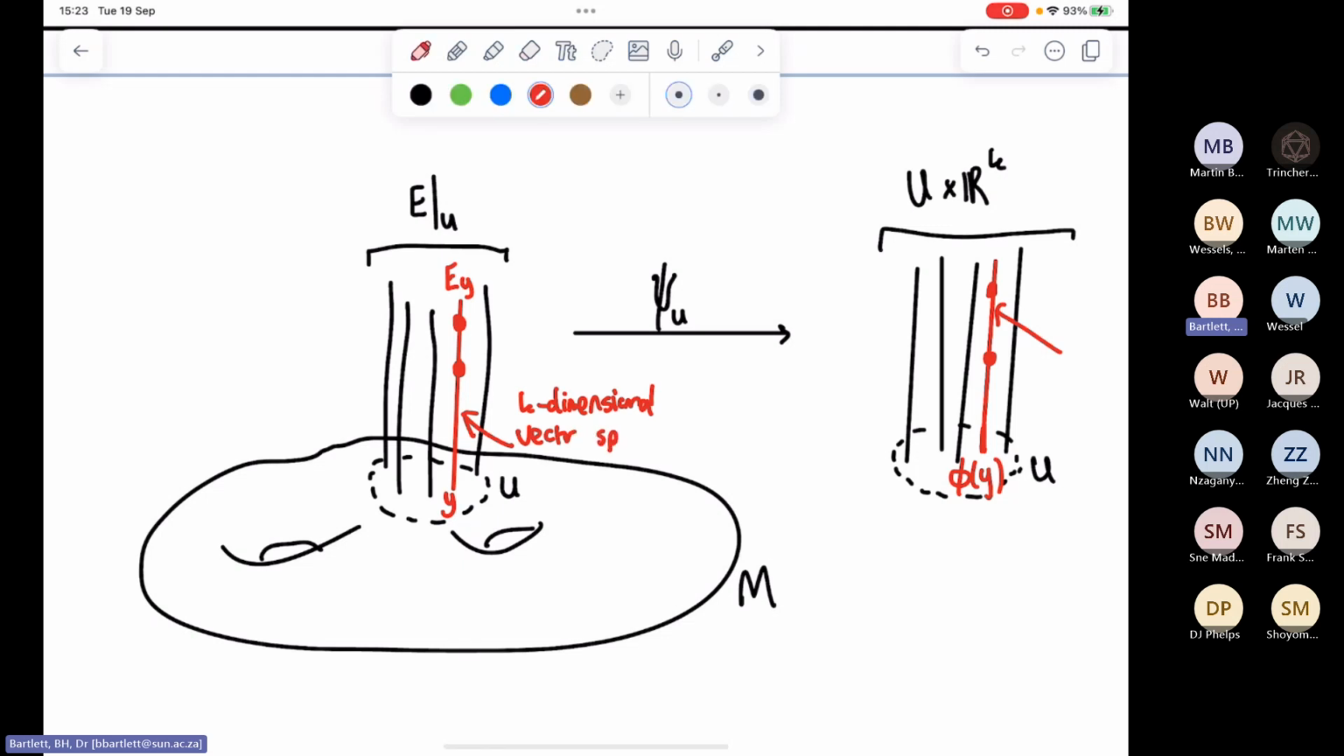And similarly, this red line here is a k-dimensional vector space. It's just R^k. And what I'm wanting is that this psi restricted to each fiber is actually a linear isomorphism of vector spaces.